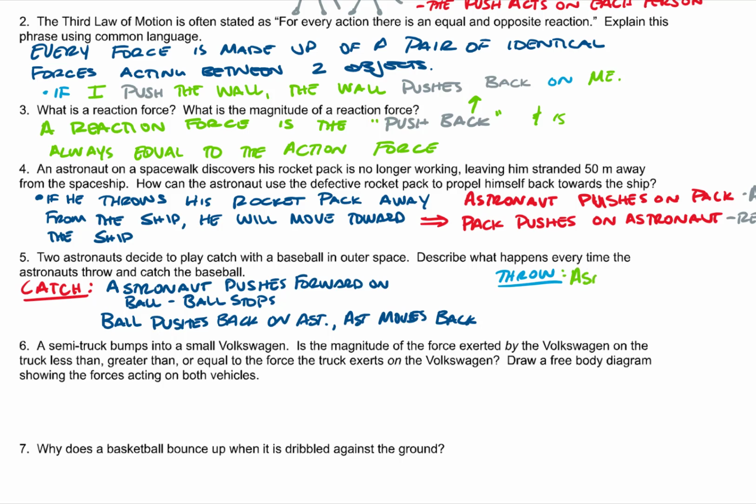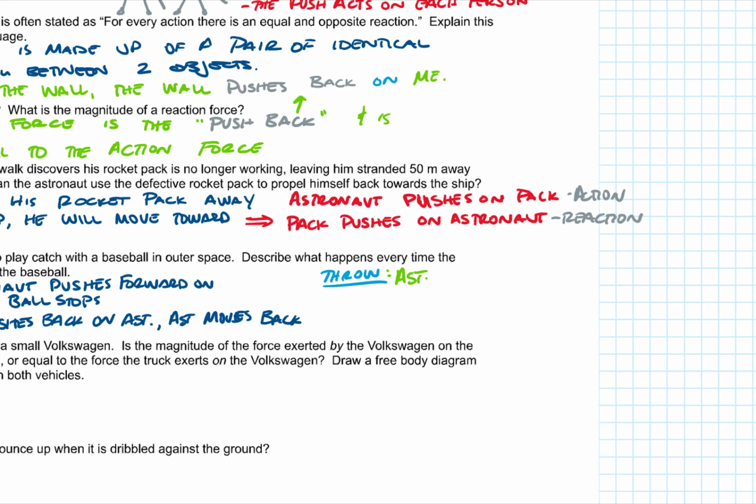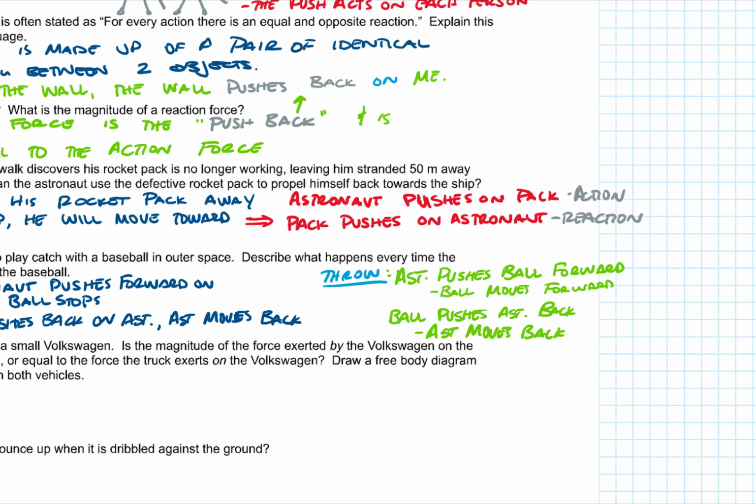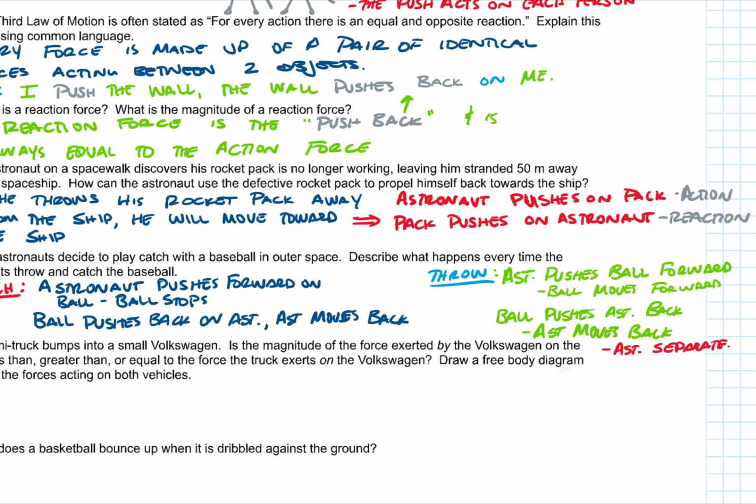For the throw, the astronaut pushes the ball forward, rather. This makes the ball move forward. The ball pushes back on the astronaut, and the astronaut moves backwards. So what's going to happen is that these astronauts slowly separate. Each time they throw the ball, they move backwards. Each time they catch the ball, they move backwards, and they separate as that happens.